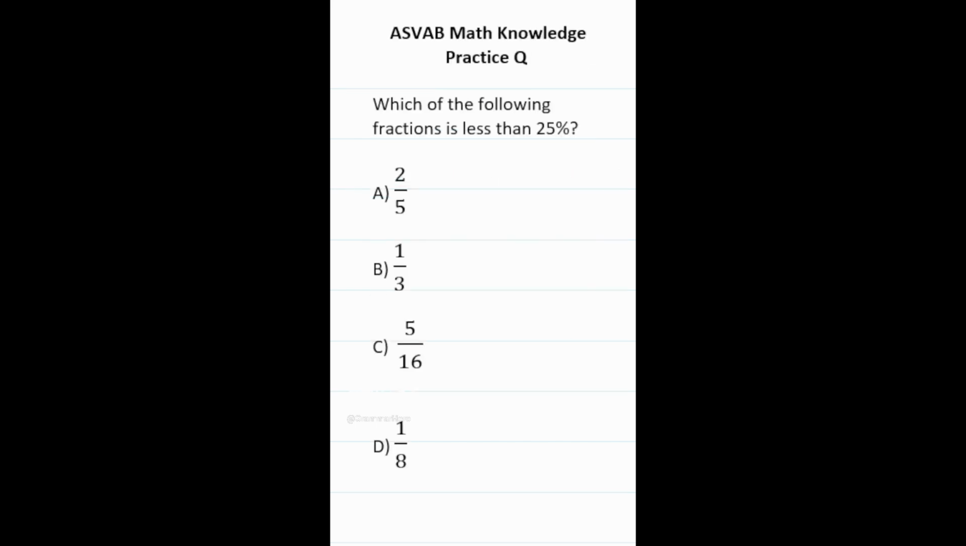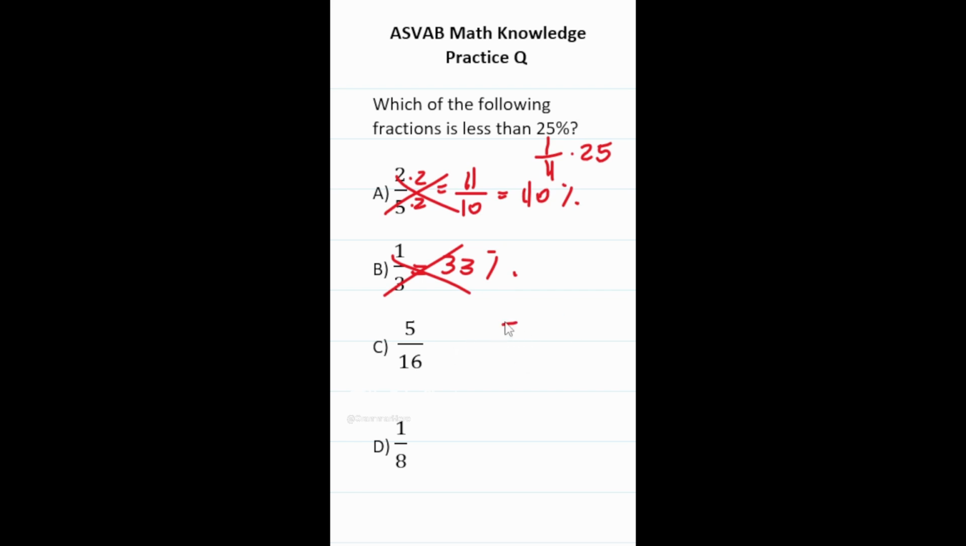For this ASVAB PiCAT math knowledge practice test question, we're trying to figure out which of the following fractions is less than 25%, which is the same thing as 1/4 or 0.25 in decimal form. Let's just go from top to bottom. 2/5. Let's multiply this by 2 and this by 2. This becomes 4 over 10, which is 40%. That's bigger than 25%, of course. 1/3, you should know, is 33%, which is bigger than 25%.